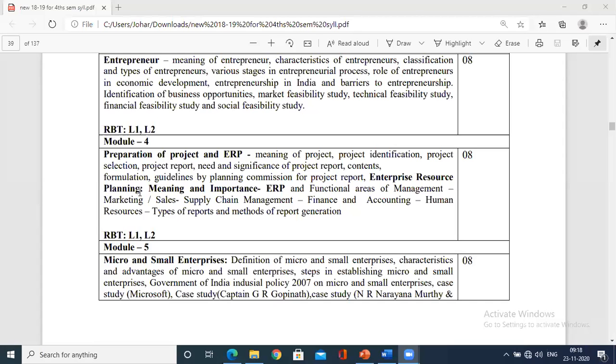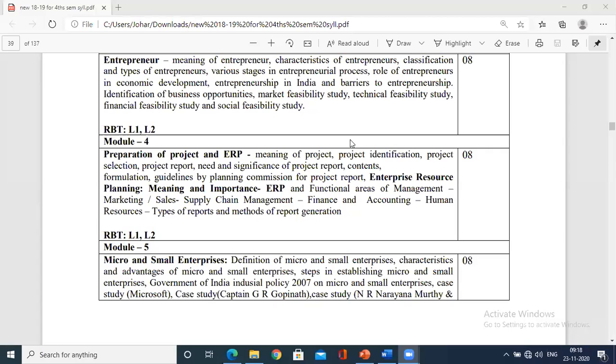So today we will start with a new module, that is module 4, preparation of a project and entrepreneur resource planning. So the basic idea of studying this unit is to understand how to prepare a project.